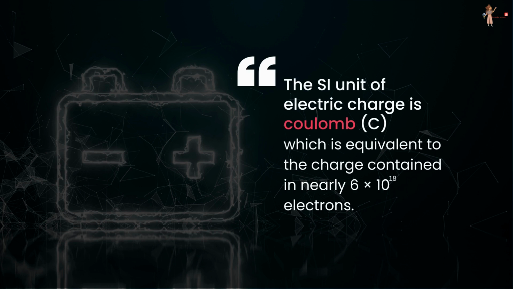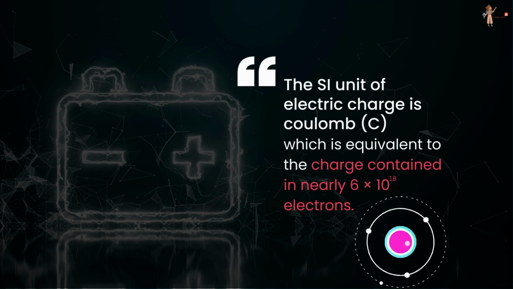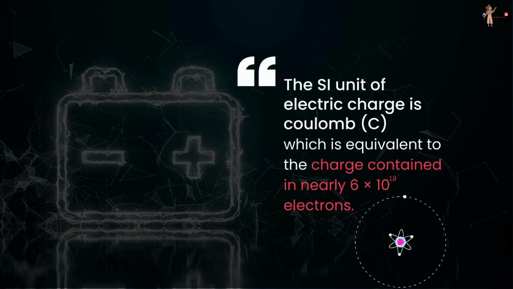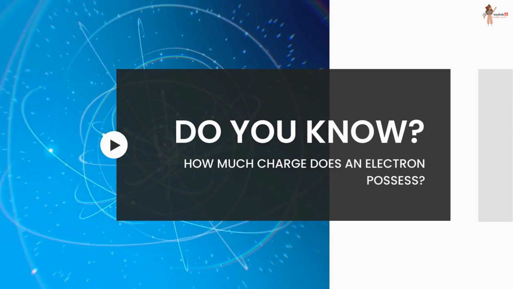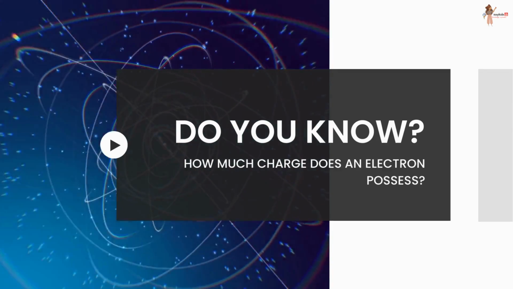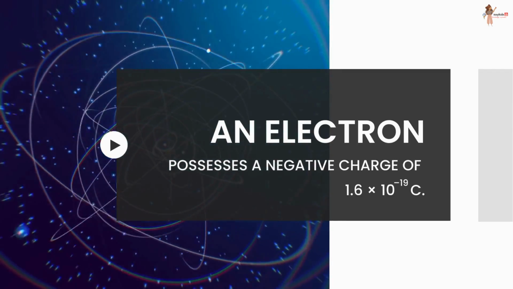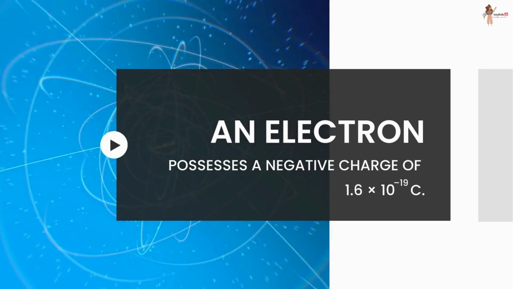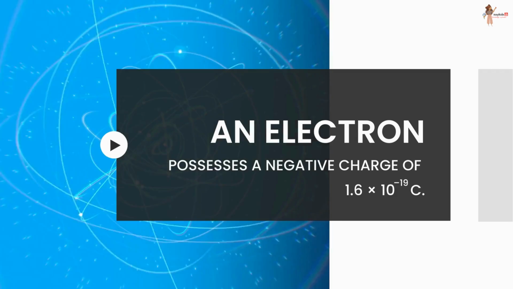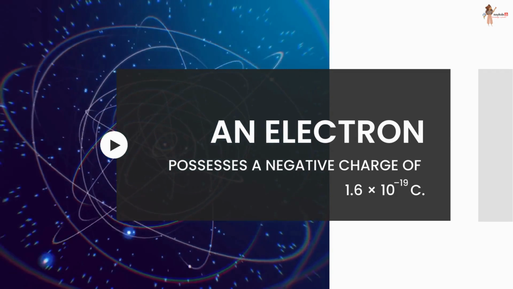The SI unit of electric charge is coulomb, which is equivalent to the charge contained in nearly 6 into 10 raised to the power 18 electrons. Now, do you remember how much charge does an electron possess? Well, an electron possesses a negative charge of 1.6 into 10 raised to the power minus 19 coulomb. Now moving back to current.